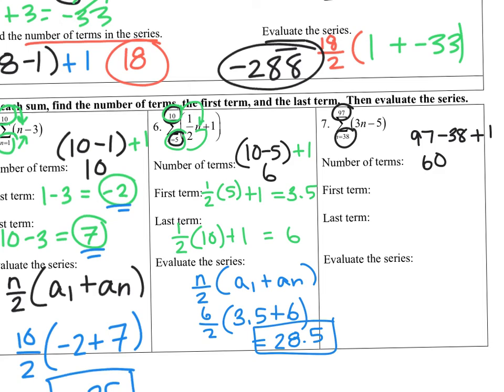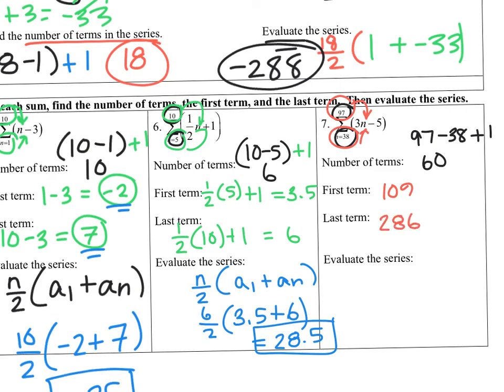To get the first term, you plug in the bottom number. So the first term is going to be 3 times 38 minus 5. So that's 109. To get the last term, you plug in 97 in for n. So it's 97 times 3 minus 5, which is 286.